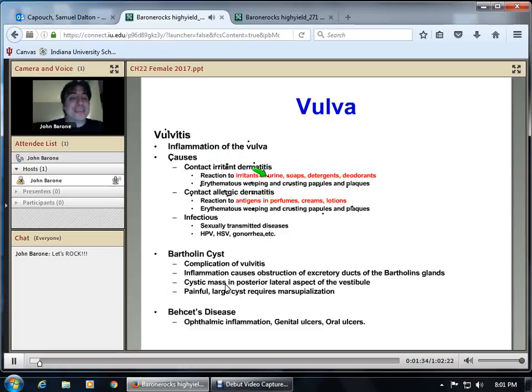But basically, is it an irritant? In other words, is it urine? Like they get this urine incontinence and it's getting on the clothes and that's irritating the vulva? Or is it new soaps or detergents or deodorants?